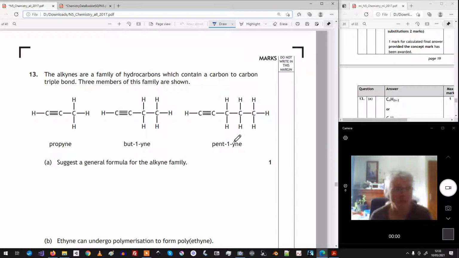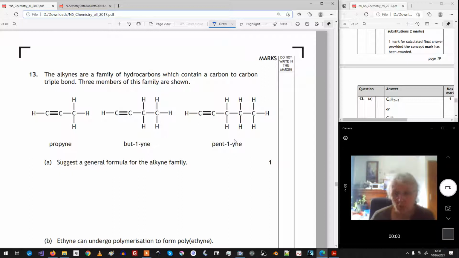Hi there. Question 13. Alkynes are a family of hydrocarbons which contain a carbon-to-carbon triple bond. Three members of this family are shown. Suggest the general formula for the alkyne family.